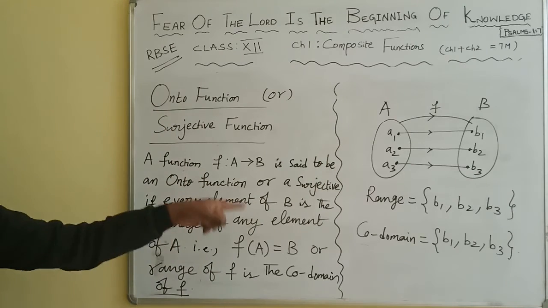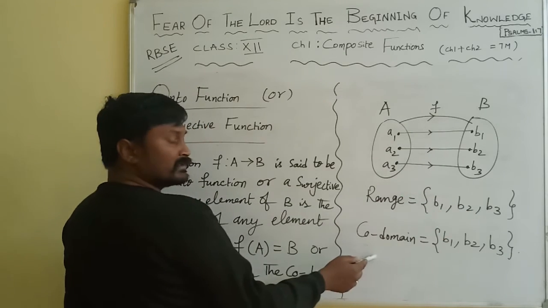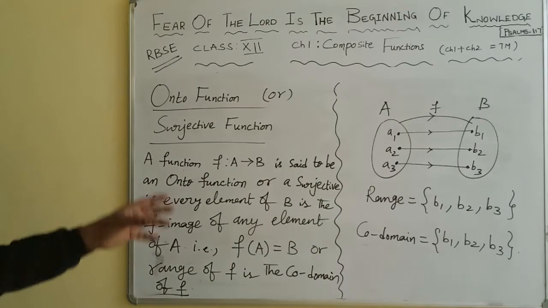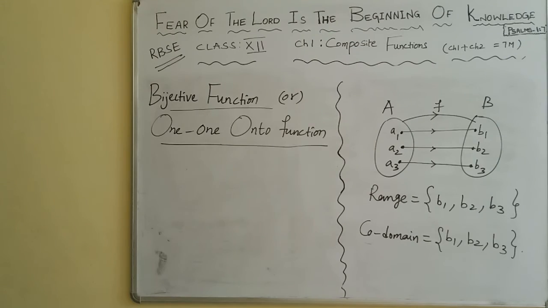I think you all understood this. You observed that the range is B1, B2, B3, and in the same manner the codomain is B1, B2, B3. So if the range and codomain of a function are equal, then that function is called an onto function. I hope you all understood. We'll go to another topic.